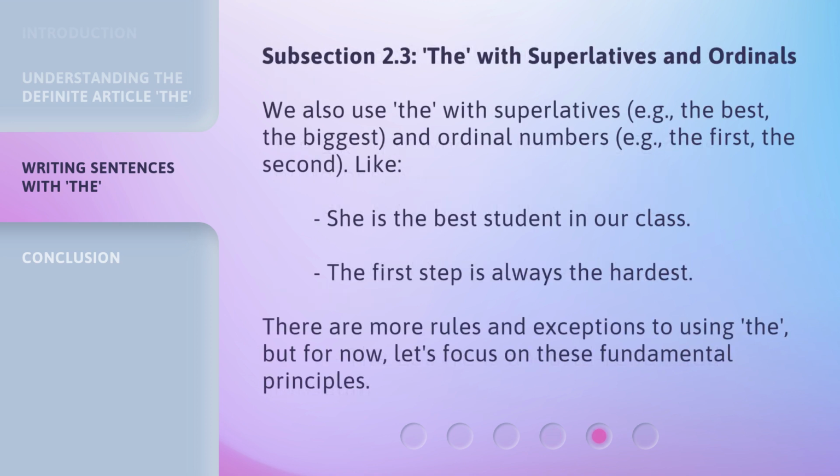Subsection 2.3. The with superlatives and ordinals. We also use "the" with superlatives, e.g., the best, the biggest, and ordinal numbers, e.g., the first, the second. Like, she is the best student in our class. The first step is always the hardest. There are more rules and exceptions to using "the," but for now, let's focus on these fundamental principles.